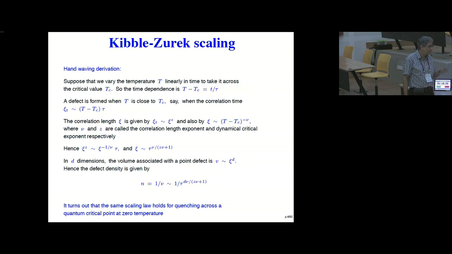Yeah. Tau is exactly the rate at which you're quenching the system, so that you can see here. T minus TC is t over tau. So you're varying the temperature in time, and you cross the critical temperature linearly in time, and the rate at which you're crossing the critical temperature is 1 by tau. Okay. Are there any other questions?